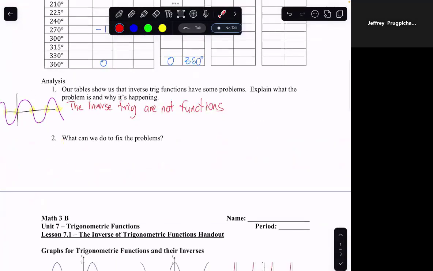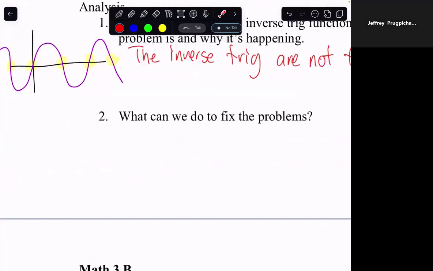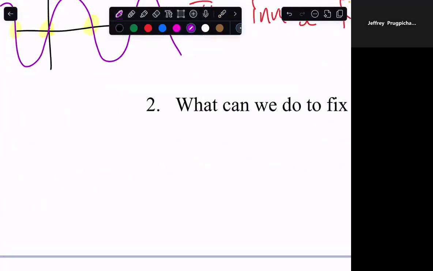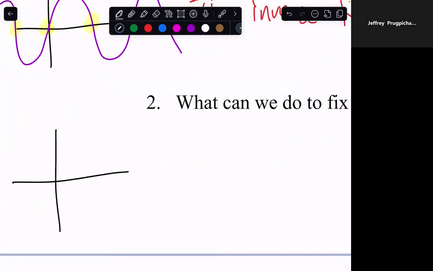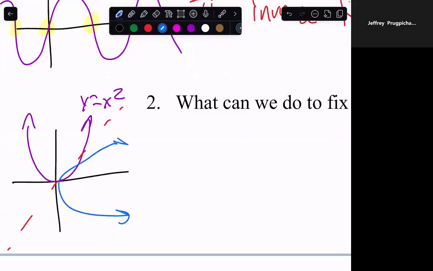Okay, so what do we do to fix the problem? It's going to be the same strategy that we used back in unit 3. As a reminder, in unit 3, we said the original function y equals x squared is fine, but the inverse would look like this. All right, the inverse would not be a function. It would fail the vertical line test.